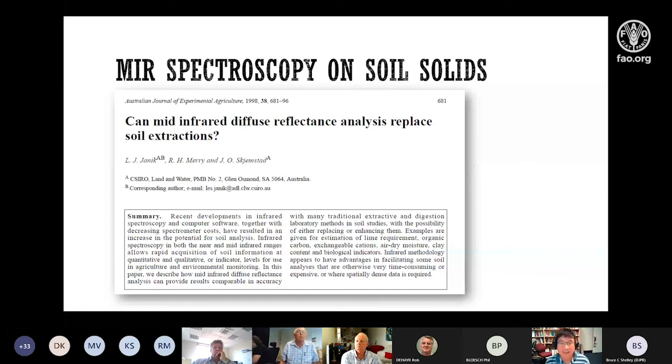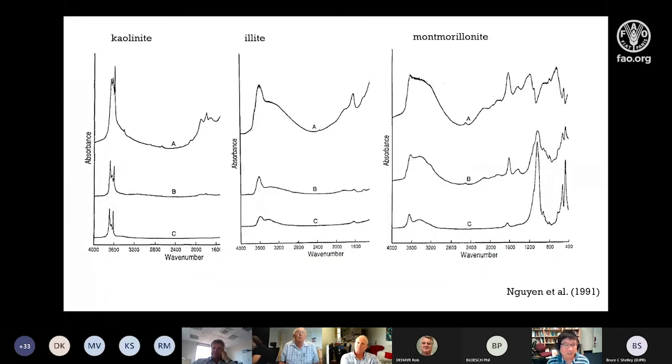So after more than 20 years, we're still looking at mid-infrared. So it's progress, I hope. Here I'm talking all about mid-infrared, not near-infrared. What I'm talking about is mid-infrared for laboratory studies, not in the field.